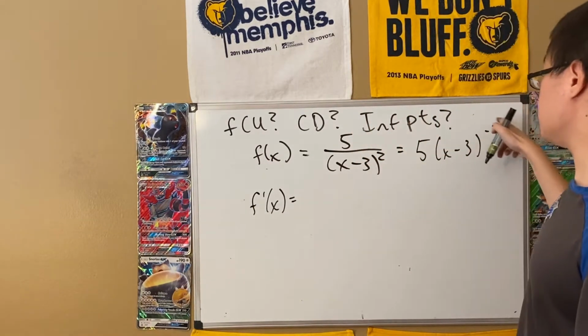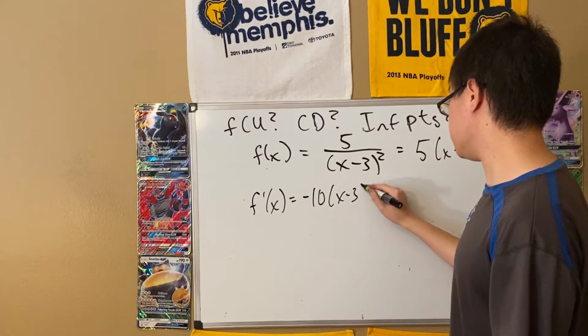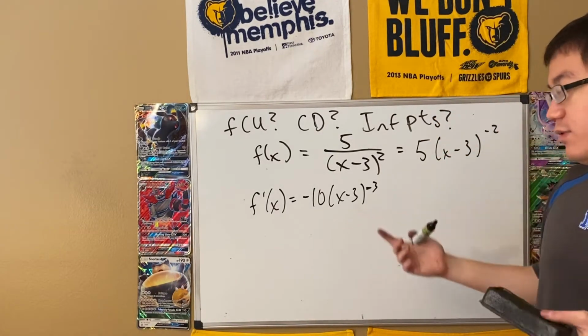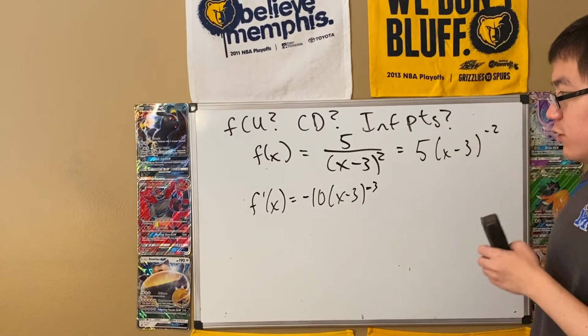So what's f prime of x? All you do is drop the negative 2 to the front. So it's negative 2, x minus 3 to the negative 3. Notice how easy it was for me to do this, because I'm doing the power rule instead of low d high minus high d low over low low. That would be so annoying.